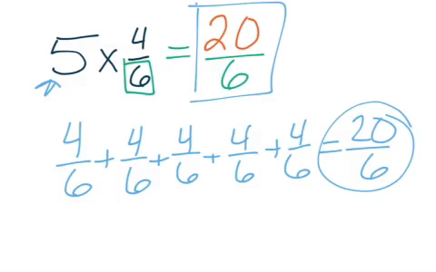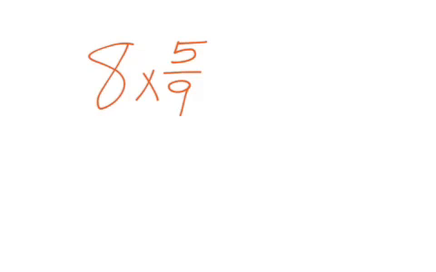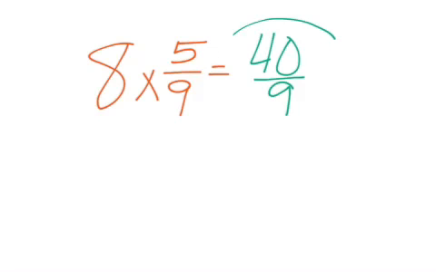That's it. That's multiplying a whole number times a fraction. Let's do one more. How about 8 times 5/9? Do it in your head. Go. Write it in the air. What do you get? 40/9. Boom. Done. All right.